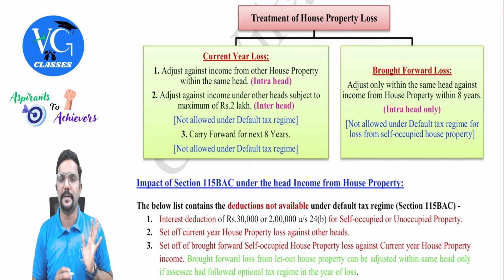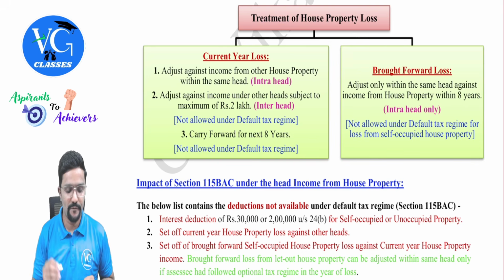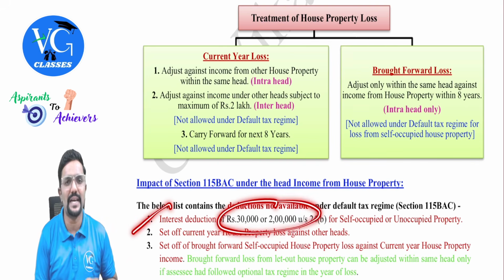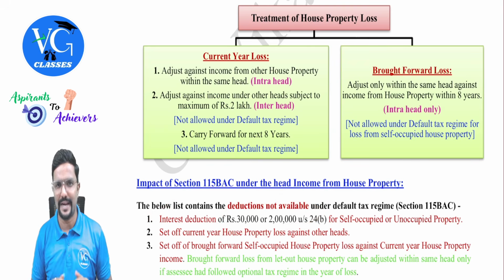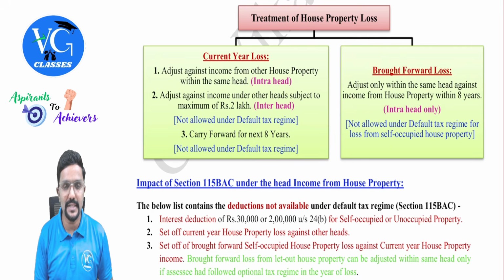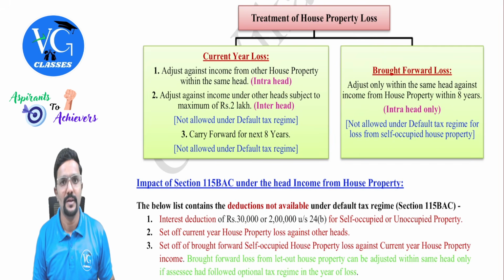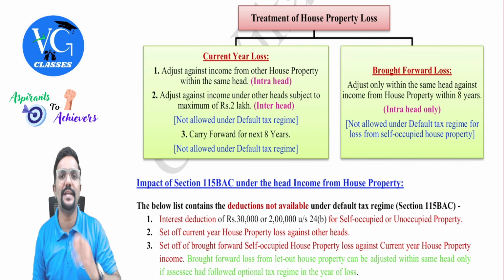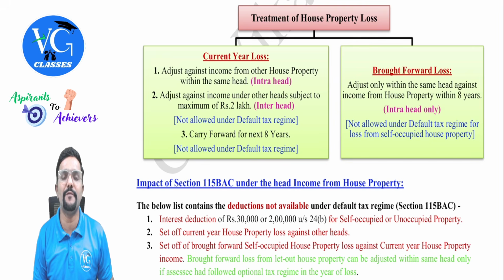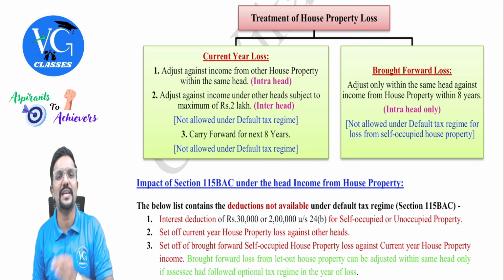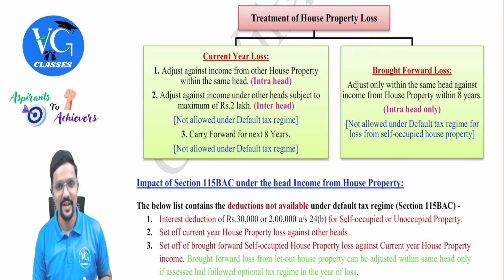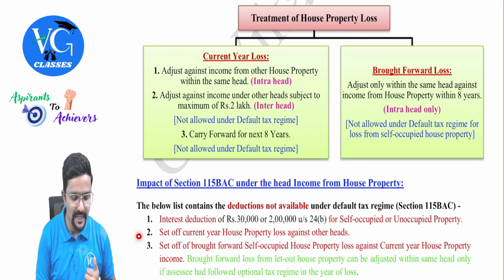So there are totally three negative impacts, guys. What are those? I have given here. Let us see one by one. First one, interest deduction of rupees either 30,000 or 2 lakh depending upon the situation under section 24(b) for a self-occupied property or unoccupied property will not be allowed under the default tax regime. That means if an assessee is following the default tax regime given under section 115BAC, then the income from self-occupied property will always be nil, guys. That is zero.